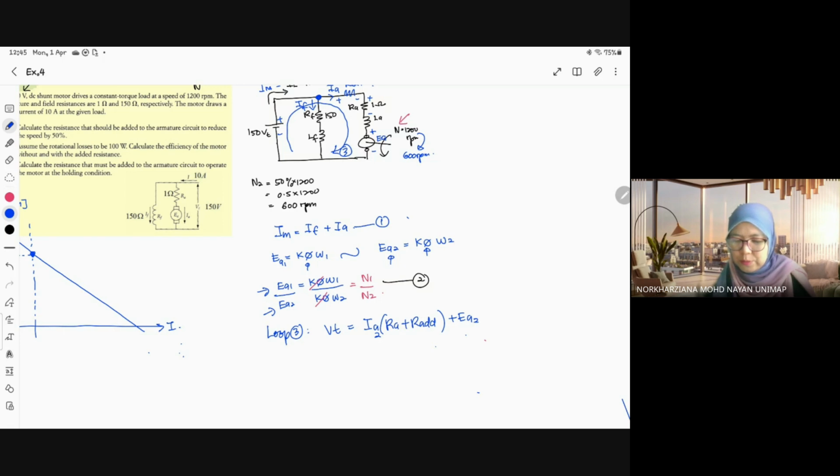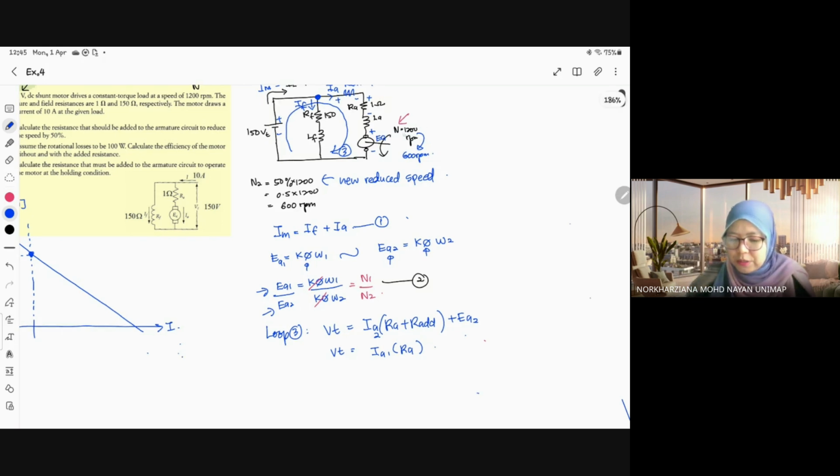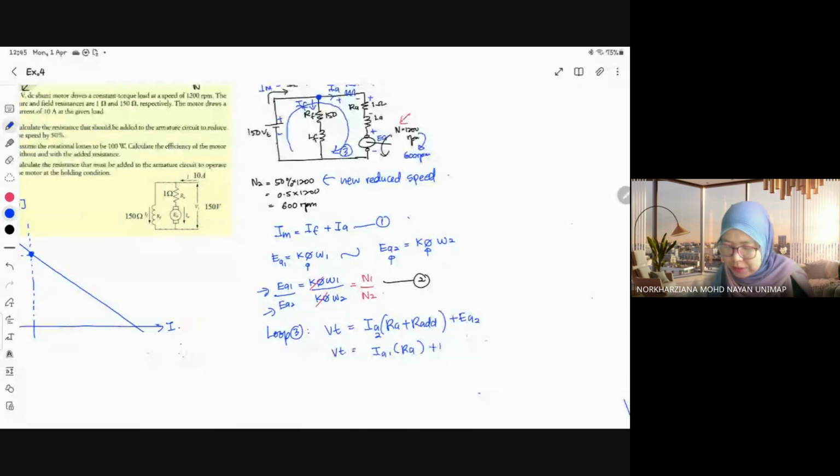Okay. 2 means new reduced speed lah. Notation of 2 ni, okay. So kalau untuk 1, IA1 RA, no RX. Okay. Originally with 1200, there's no RX, only RA. So plus EA1. Okay. Kita sebenarnya nak replace this EA2 and EA1 on here. Okay.